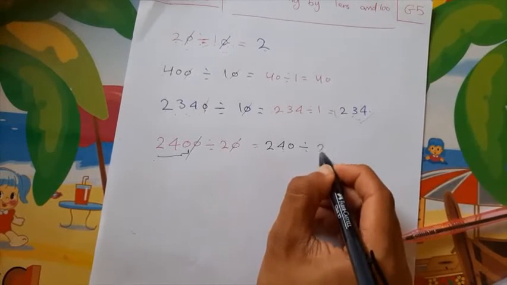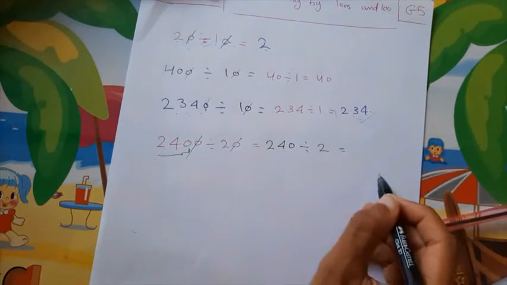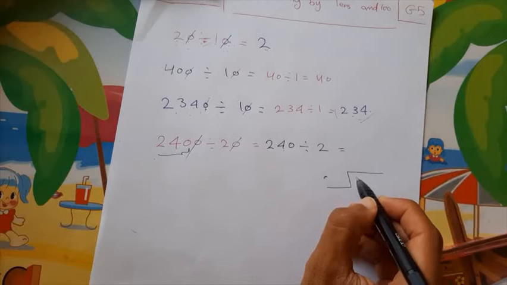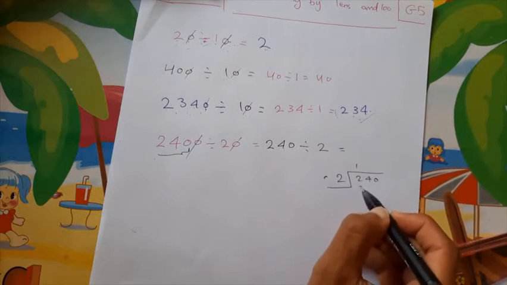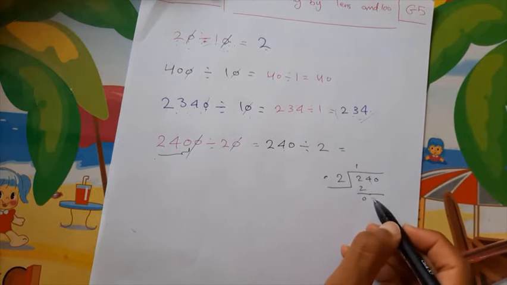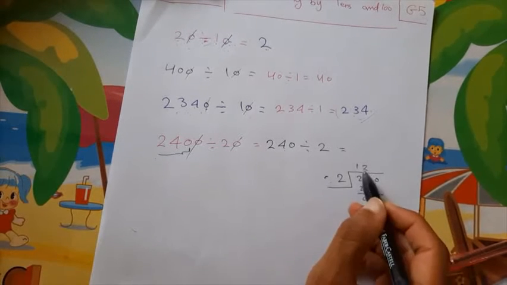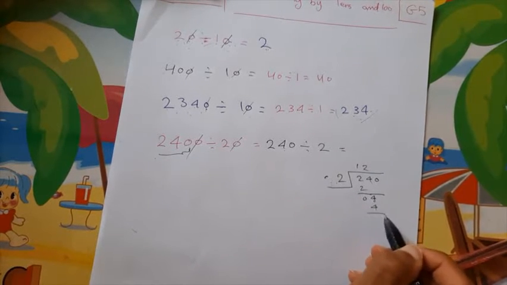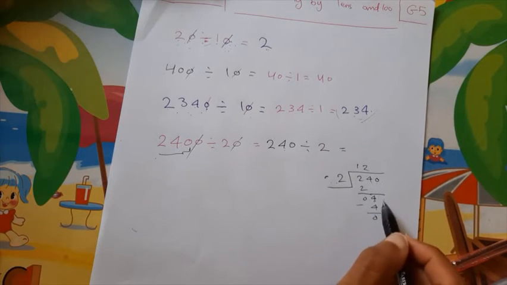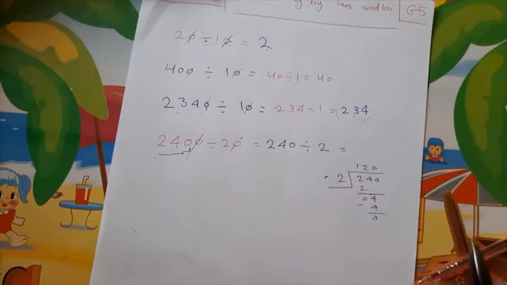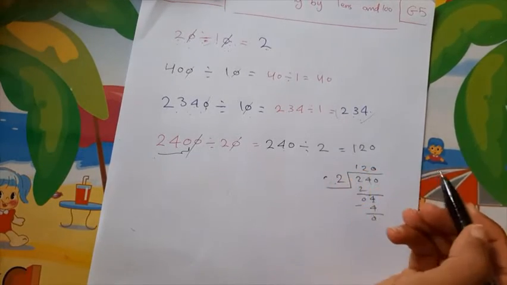So the number we have now is 240 divided by 2, right? We already learned how to divide this using long division. 240 divided by 2: 2 divided by 2 is 1. Now take the 4 down. 4 divided by 2 is 2. 2 times 2 is 4, minus, 0 remains. This means I'm going to put the 0 in the answer. So the answer is 120. Okay.